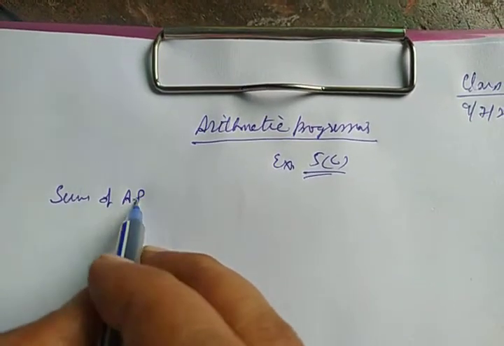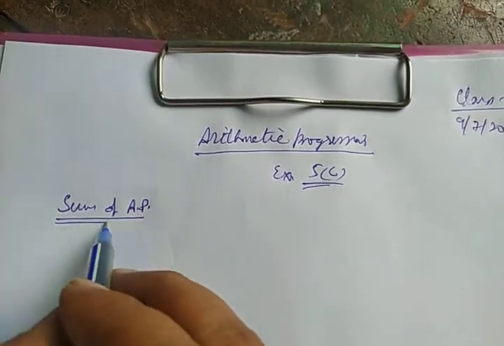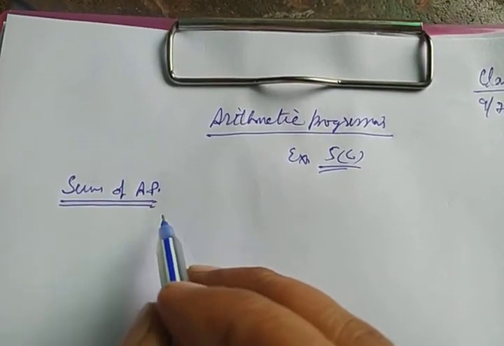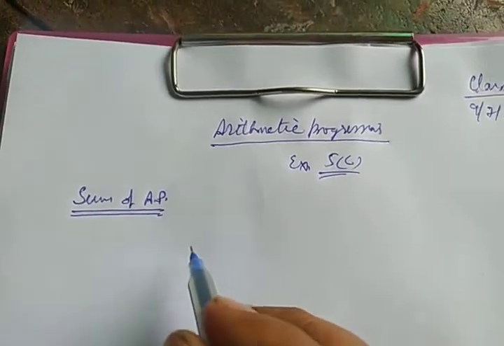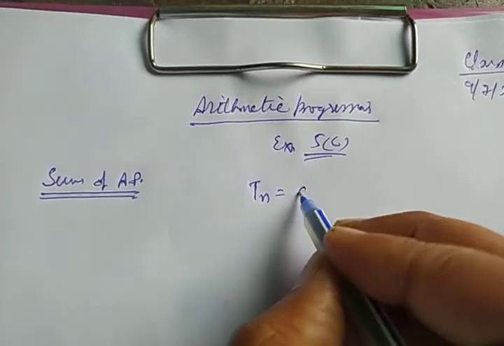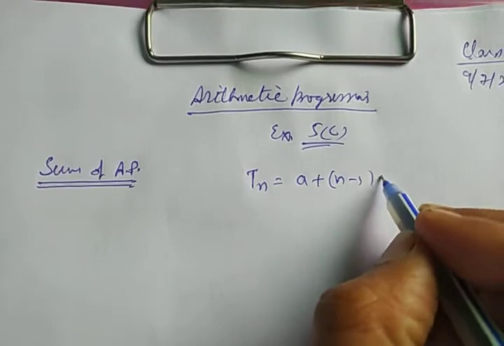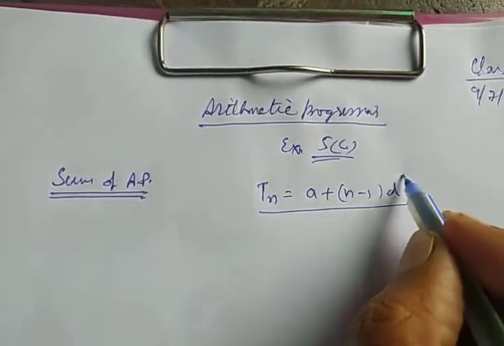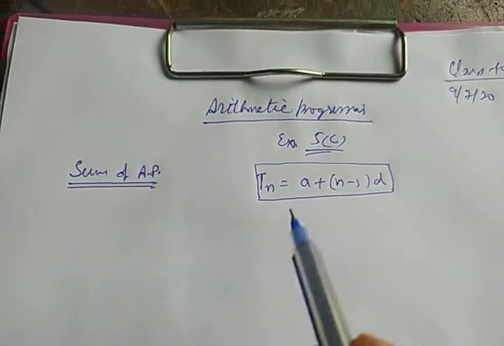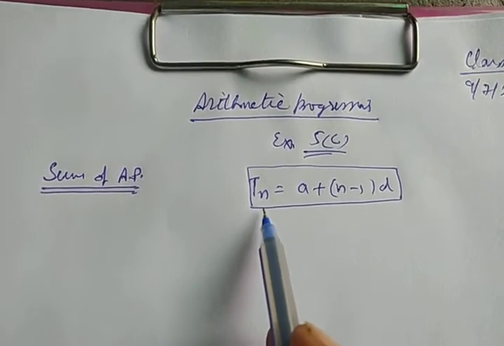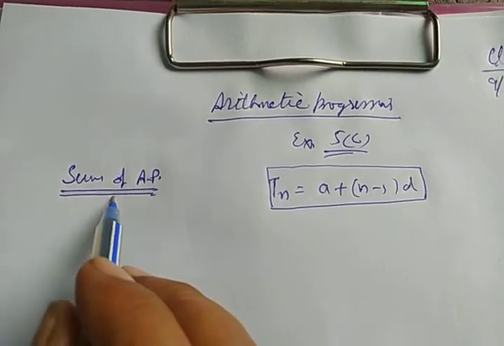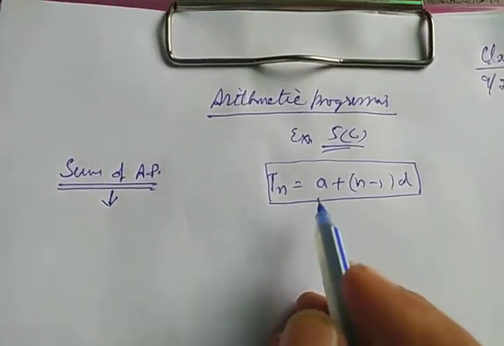Sum of AP means certain terms of an arithmetic progression would be given and you will have to find the sum. As you know, in the previous exercise there was a formula for Tn. Tn is equal to a plus n minus 1 into d. This was the formula for obtaining the nth term of the AP. Nth means any term, that may be 10th term, 12th term, 13th term, whatever. But in this you have to calculate the sum of that AP.